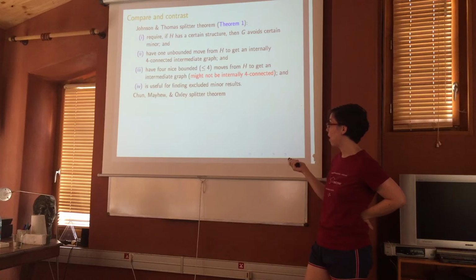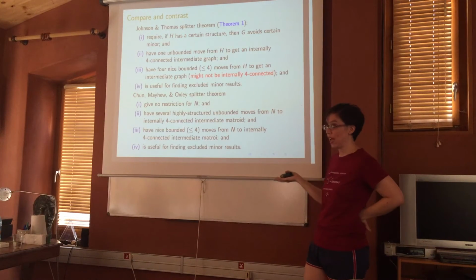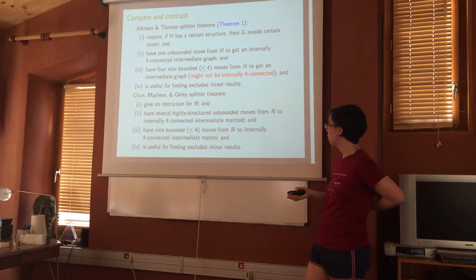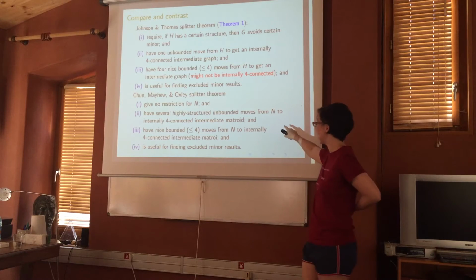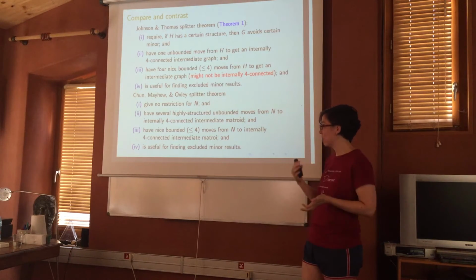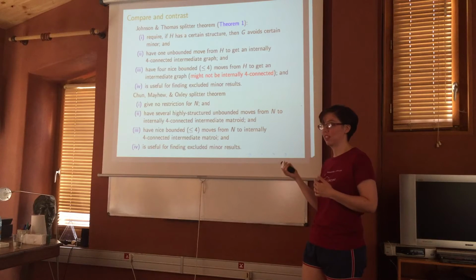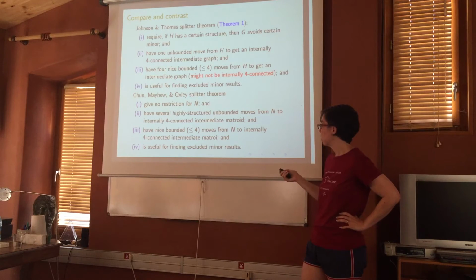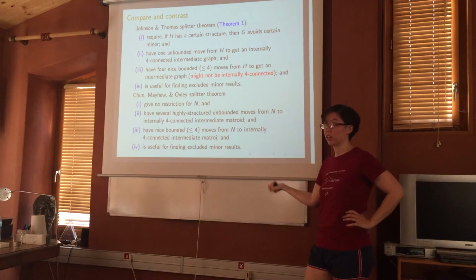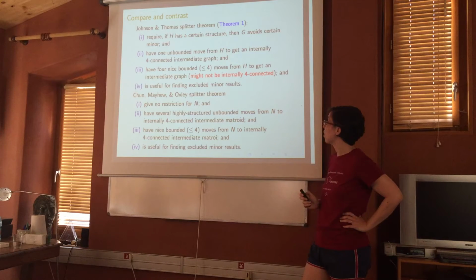On the other hand, the Chun-Mayhew-Oxley splitter theorem gives no restriction for N. We have several highly structured unbounded moves from M to an internally four-connected intermediate matroid. And we have some nice bounded moves. So it's either highly structured or it's bounded. And that's a matroid. Goodness, there's a couple of typos on the slides. And it's going to be useful for finding excluded minor results along the same vein as the Johnson-Thomas result.